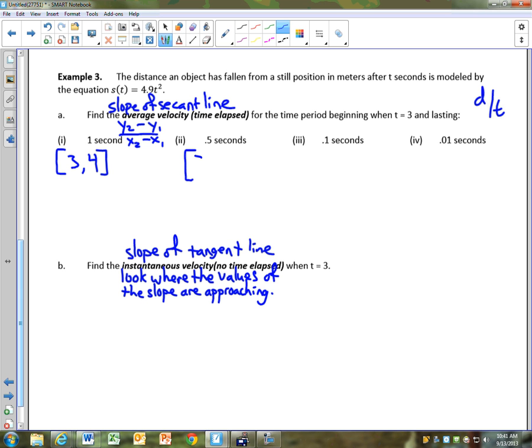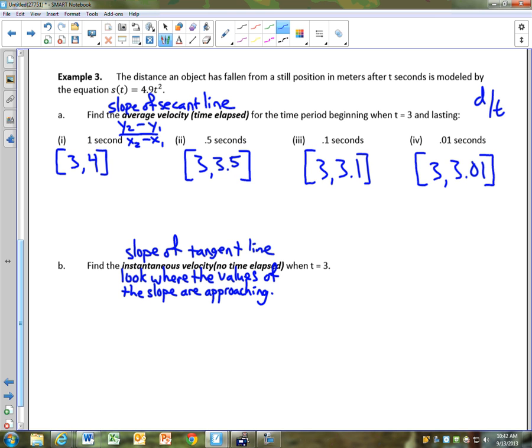So this one starts at 3 and goes to 3.5. This one starts at 3 and goes to 3.1. So do you understand that those are not XY coordinates? That's just X values. Do we know the Y values yet? No. But what we can do is write a formula for our slope function.